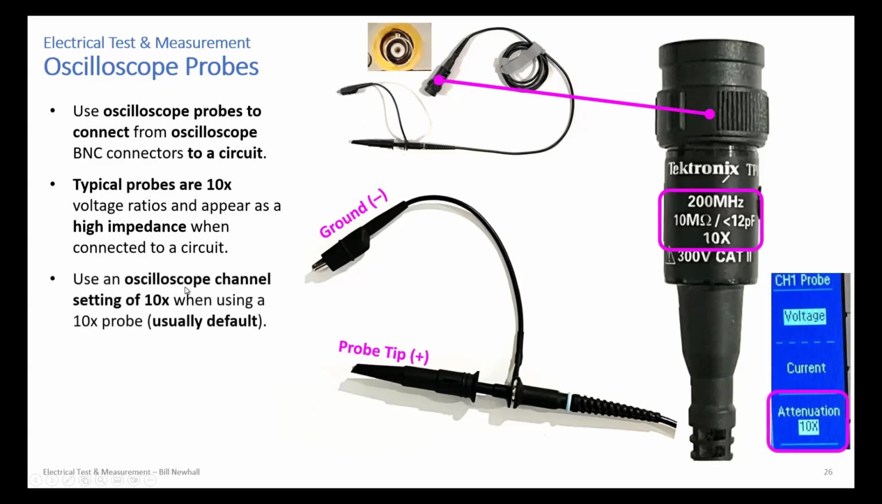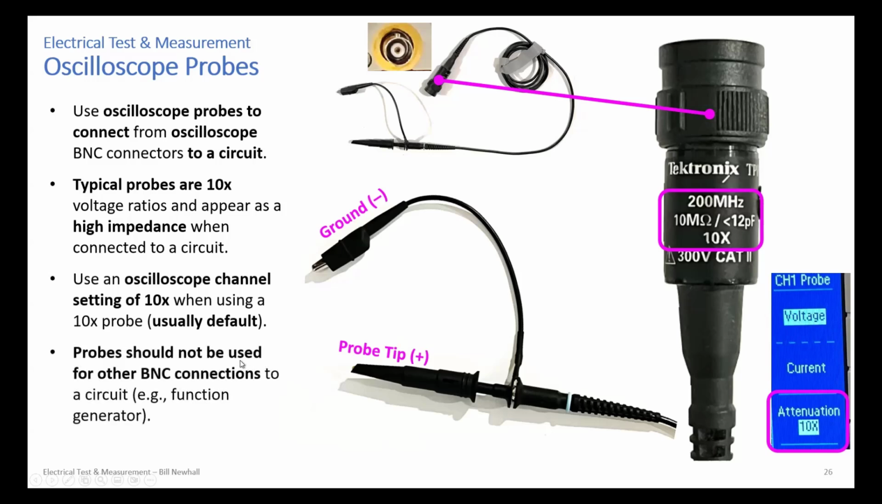And so you use the oscilloscope channel setting, usually, to define what kind of probe you have. Is it a 10x probe? Usually, when you turn on a scope and you set the defaults, it defaults to 10x attenuation for the probe, because it's just common to have 10x probes.